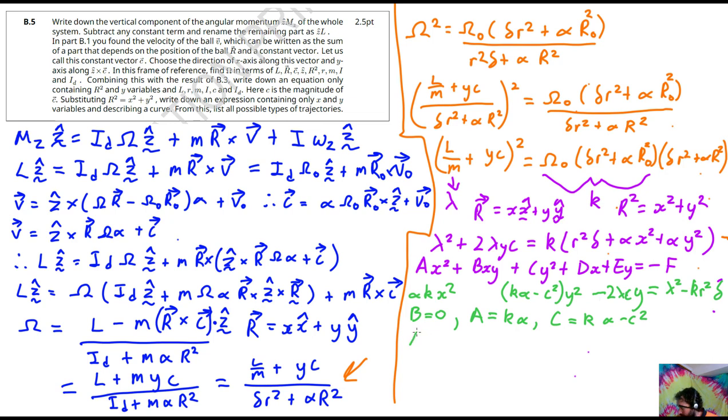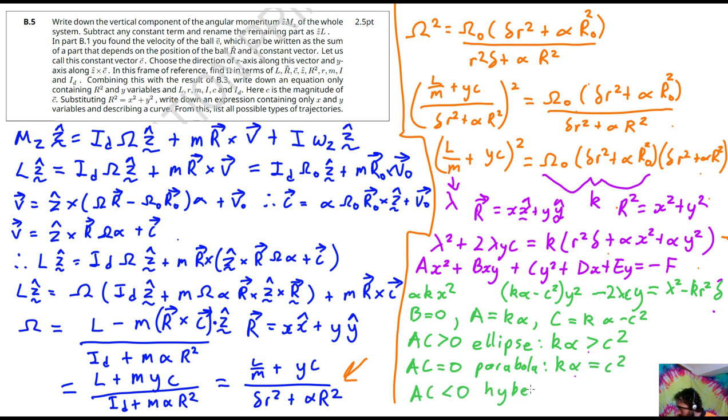So if we have AC greater than 0, then we'll get an ellipse, but this is strictly k alpha greater than c squared. If we have AC equal to 0, then we get a parabola, and this is going to be k alpha equals c squared. And then if we have AC smaller than 0, we get a hyperbola, which means that k alpha is smaller than c squared. Alright, and that's part B done. Now we just got to do part C.